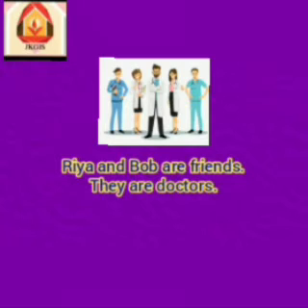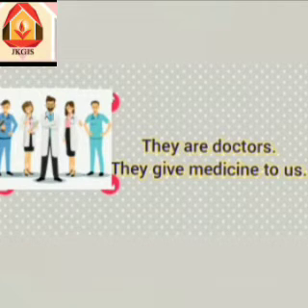They are doctors, and they give medicine to us. Here, they is used for doctors and it is used in the naming part of the sentence. And the word us is used for the patients. It is telling us about the patients, so it is used in the telling part of the sentence.